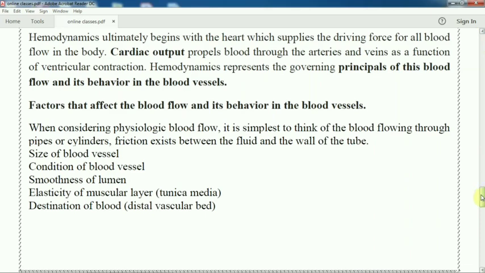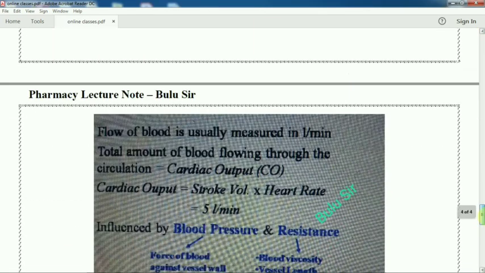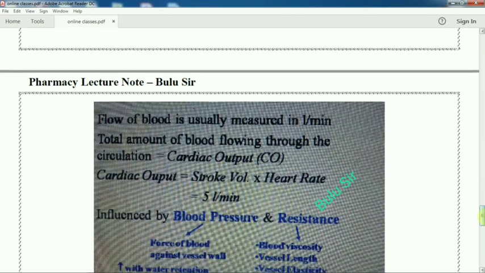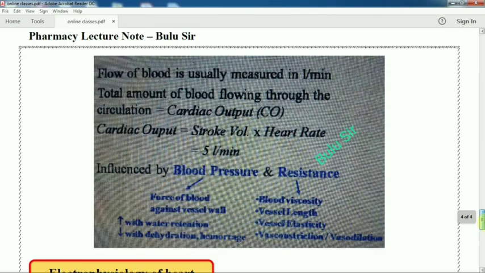The flow of blood is usually measured in liters per minute. That means the cardiac output, how much blood comes out from the heart each minute. That is approximately 5 liters per minute. And these are the factors which influence blood pressure and resistance.